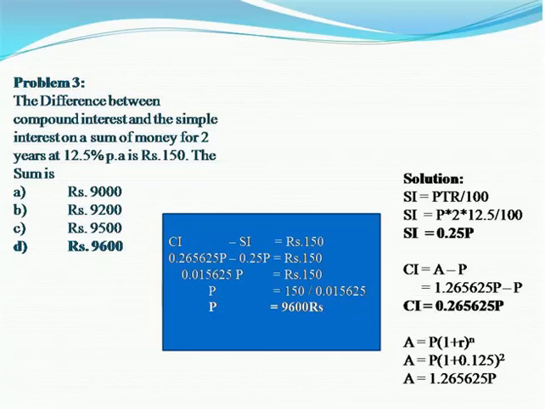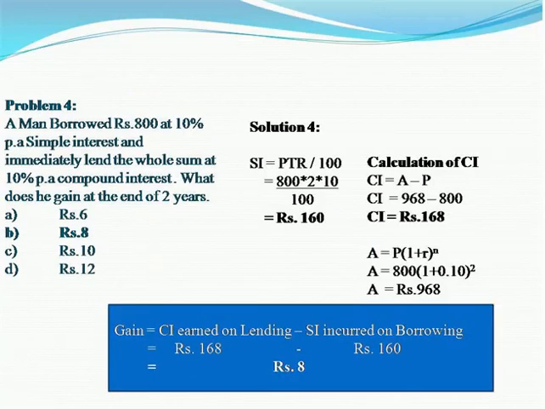Moving ahead to problem number 4. A man borrowed rupees 800 at 10% per annum simple interest and immediately lent the whole sum at 10% per annum compound interest. So what does he gain at the end of 2 years? Option A rupees 6, option B rupees 8, option C rupees 10 and option D rupees 12.